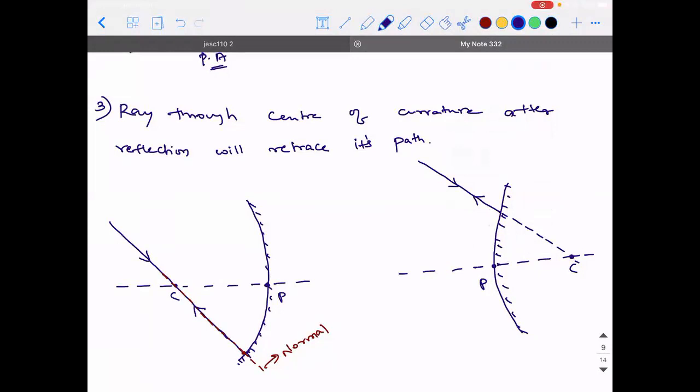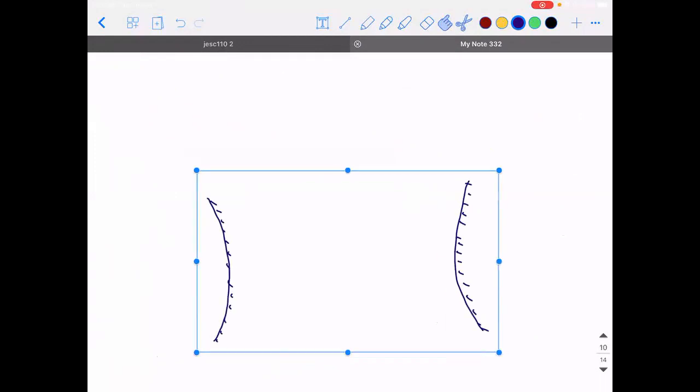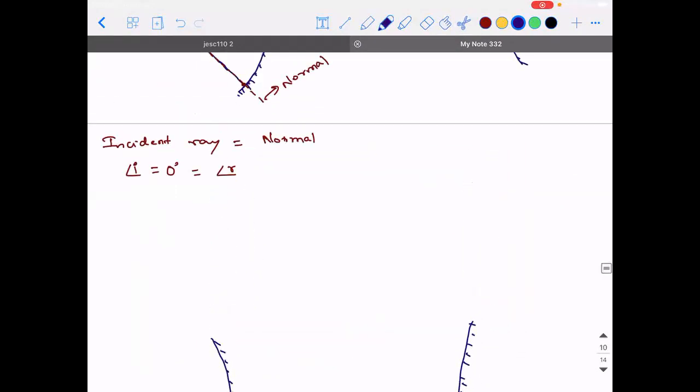Done, guys? Yes, sir. Okay. Fourth point is, so what is the fourth point that is left out? So what is the other point that is left out, guys? Ray incident at pole.